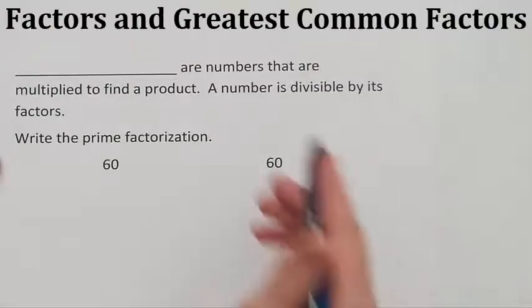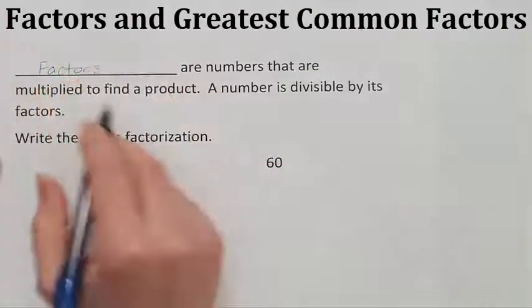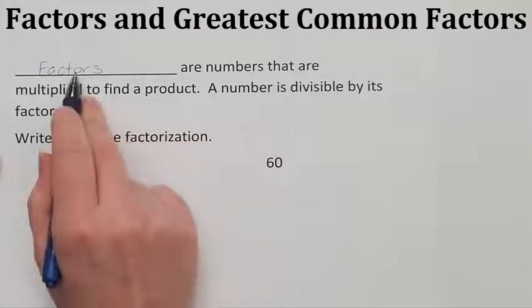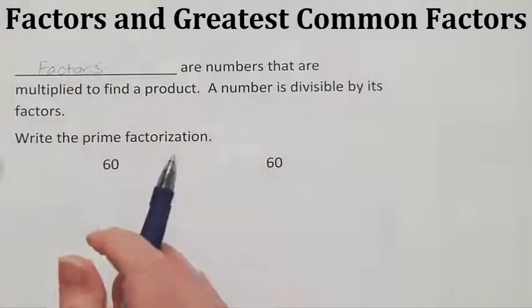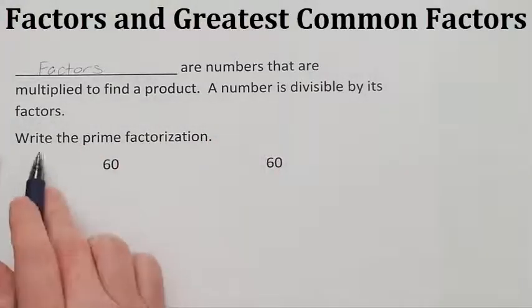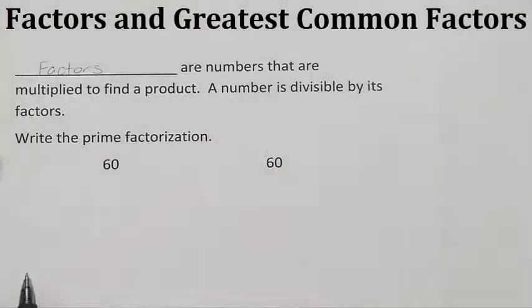Another word that we need to know is factors. Factors are numbers that are multiplied to find a product. So factors are things that multiply together to give us a number. A number is divisible by its factors. So they want us to write the prime factorization of 60.